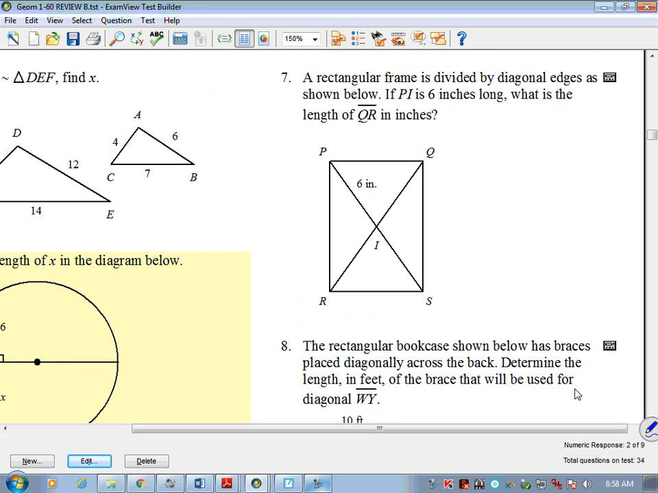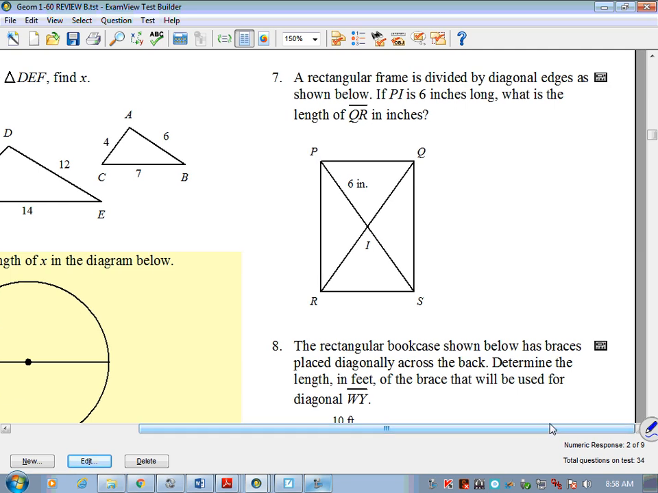Number 7, lesson 52, properties of rectangles, rhombuses, and squares. A rectangular frame, okay, rectangular, that's going to be my important word there, is divided by diagonal edges as shown below. If PI, let's go ahead and draw a line there, PI is 6 inches long. What is the length of QR in inches?